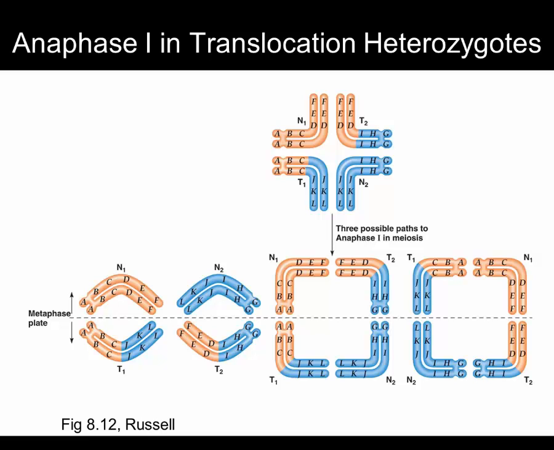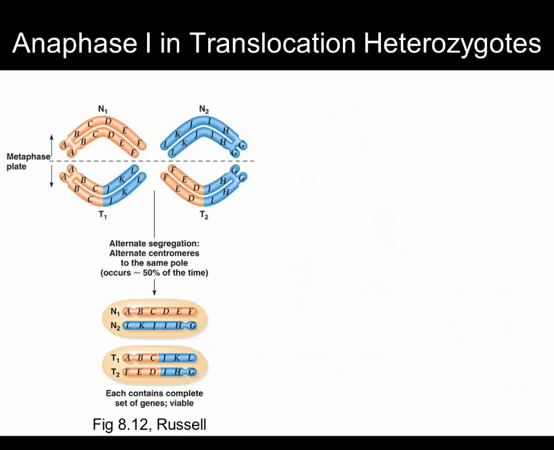The 2 normal chromosomes can go in one direction, and the 2 translocations in another. This is called alternate segregation, since it's the alternate chromosomes in this depiction that move together. It's also possible that N1 and T2 could segregate together, while T1 and N2 do the same. Or T1 and N1 can end up together, as can N2 and T2. These latter 2 scenarios are called adjacent segregation. Of these, only alternate segregation leads to the formation of viable gametes. Let's look at the reason for this.